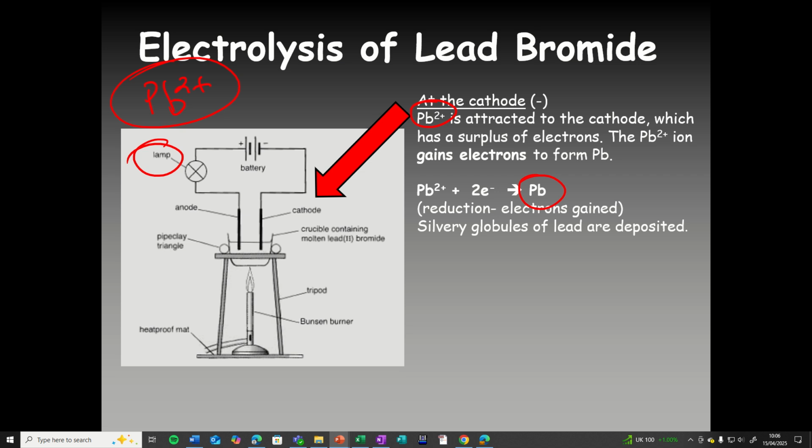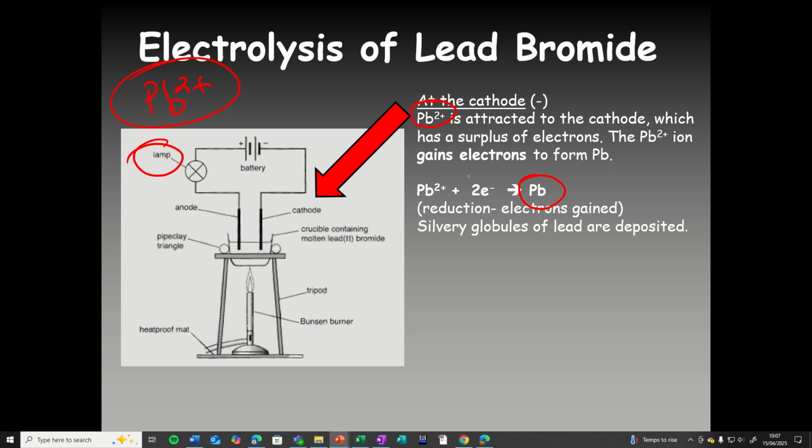Now the second rule is the only thing that you can balance a half equation in electrochemistry and electrolysis with are electrons. You will always have electrons either on the left hand side or on the right hand side, but they must balance the charges. We're always used to balancing atoms in an equation. We now have to make sure the charges are also balanced. I'm going to show you how to do that in a little second.